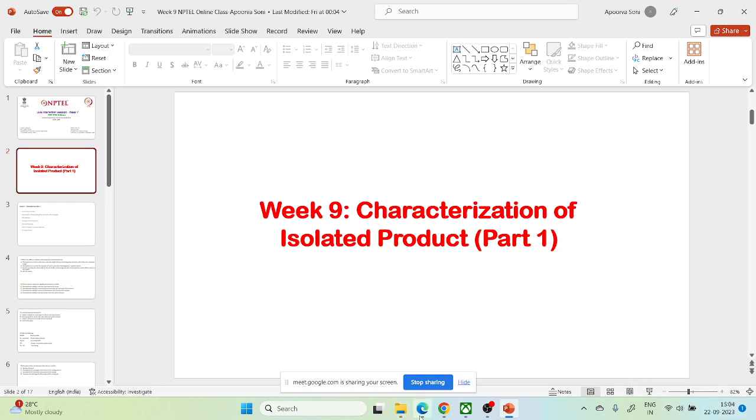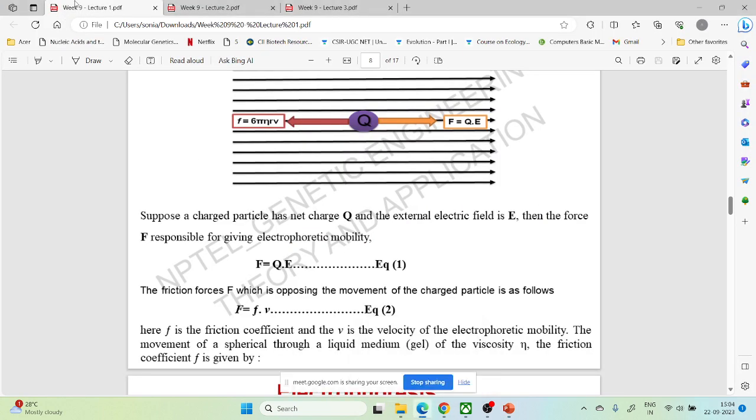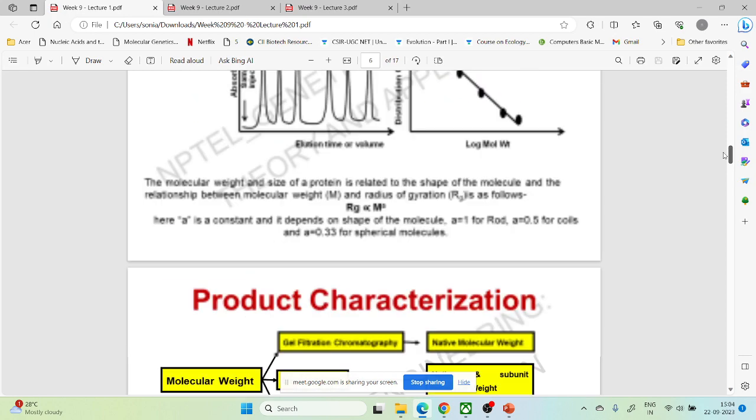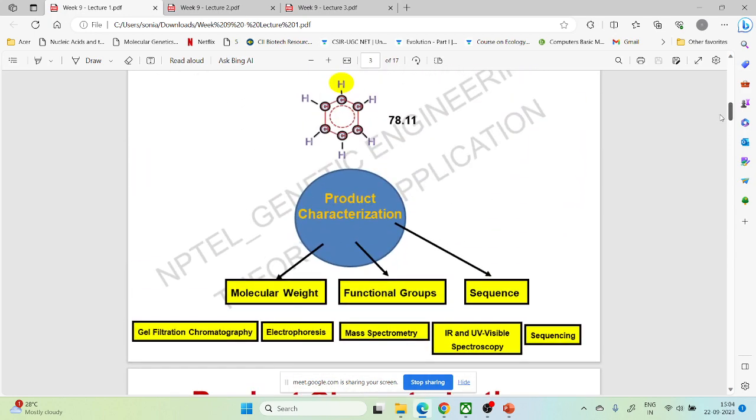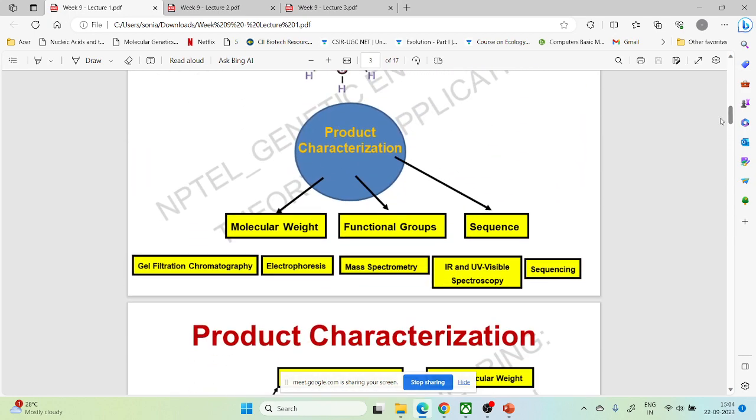As we studied in the first lecture, once we have isolated our product, now we want to characterize it. Characterization can be done on many levels and on the basis of many different properties. The first property would be your molecular weight, or on the basis of functional groups that are present in your protein and the sequence of the protein.